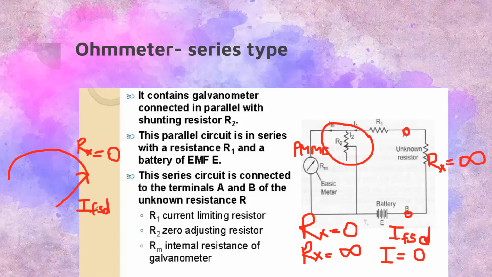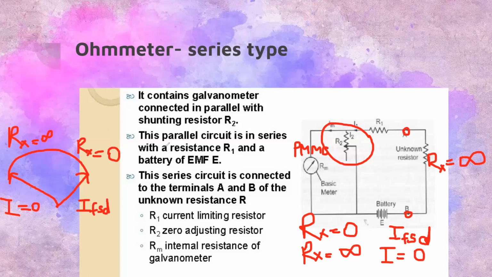So how will it show on my meter? On the meter, it will be like this: I is equal to zero when Rx is equal to infinity. Okay, so understood how resistance is the ruling parameter here. Depending on resistance, you are getting the meter output.